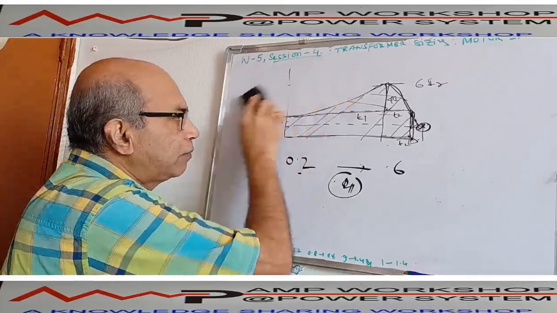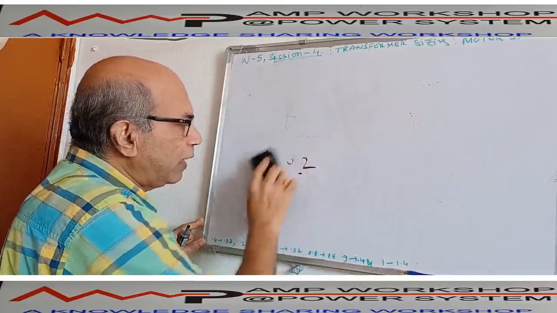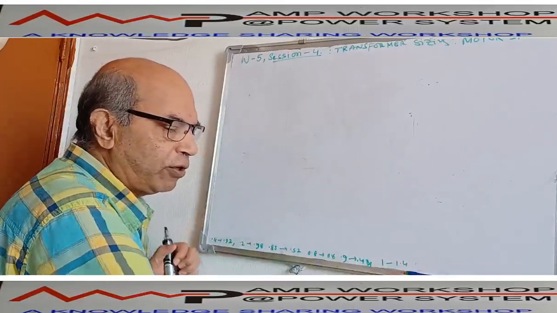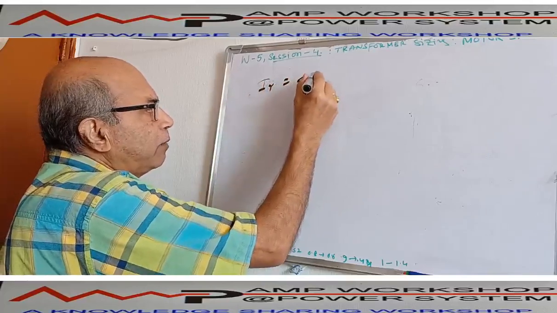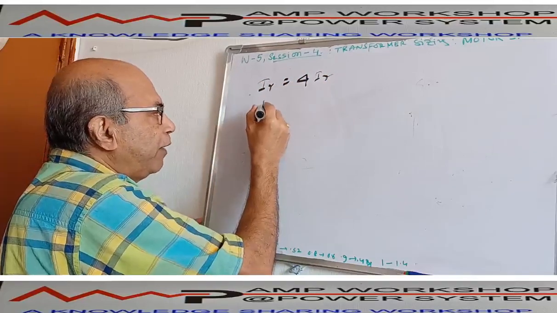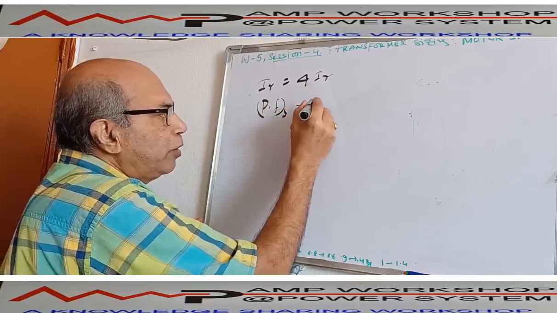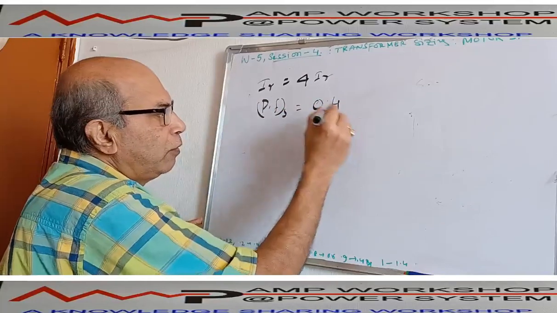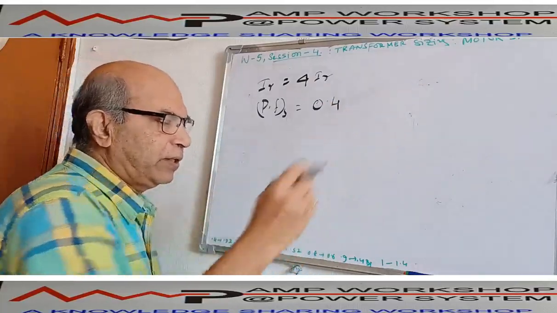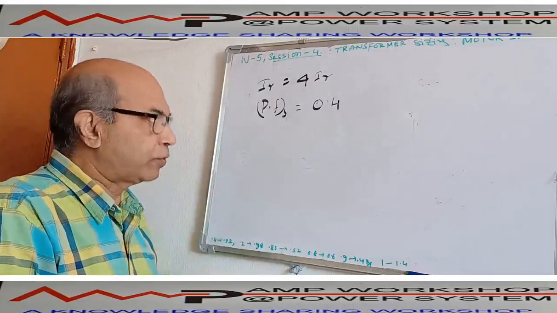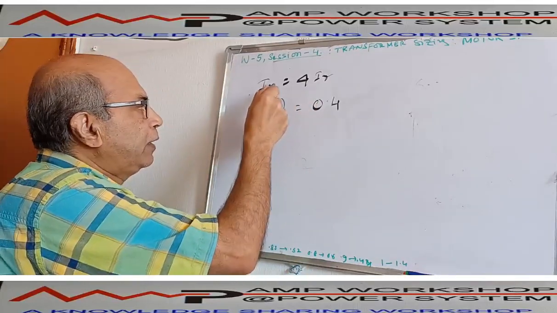So the summary is, during the starting of a motor, the motor will take an average starting current of four times the rated current. The starting current of the motor will be 4 times the rated current, and the starting power factor will be 0.4, based on the 0.2 to 0.6 average range of power factor of the motor. So this will be the starting power factor, and this will be the starting current of the motor. Okay, so these are the two parts.